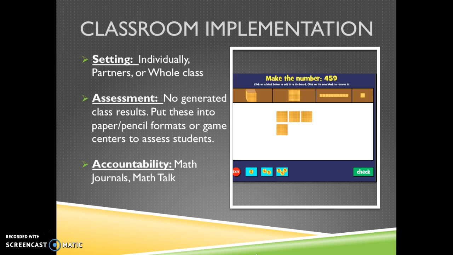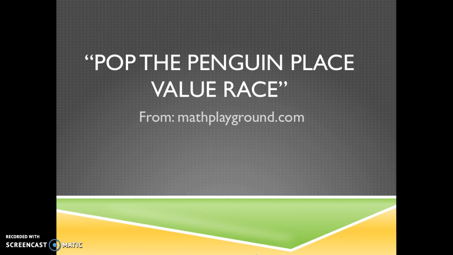I think the Pop the Penguin place value race is a fun game, a great thinking game regarding thinking and reasoning with place value.